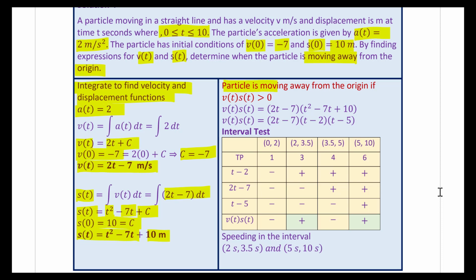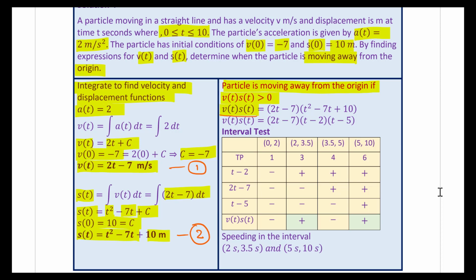Now we need to figure out when the particle is moving away from the origin. The condition for that is that the product of velocity and displacement should be greater than 0. In that case, it is moving away. Now to find this out, we need to consider the intervals after we simplify the expression for the product of velocity and displacement. We already have these two expressions, right? So we can use these equations 1 and 2 and find the product of velocity and displacement.